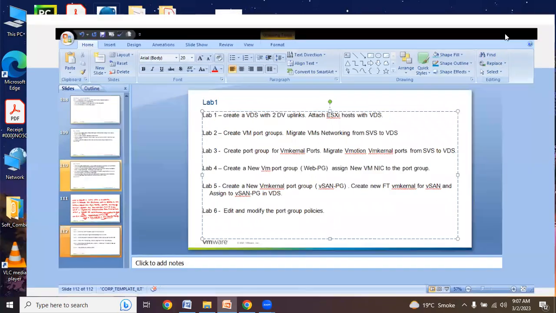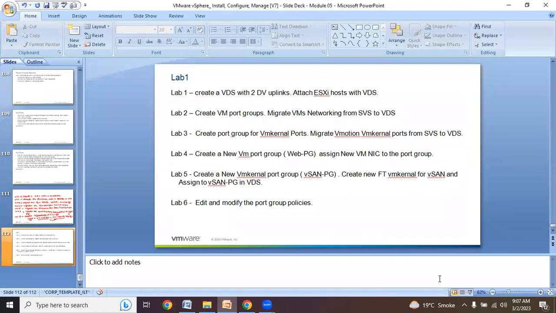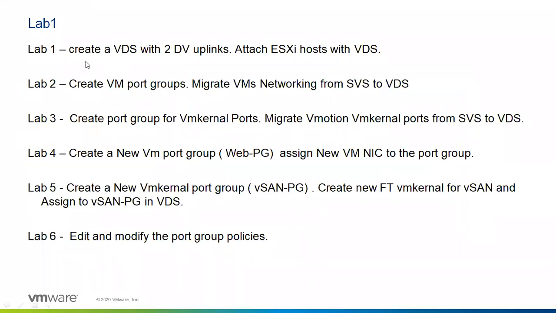So again, for the VDS net module, what are we going to do? Create a VDS with 2 DB uplinks, attach all the ESXi hosts to the VDS, then create VM port groups and migrate the VMs' networking from the standard virtual switch to the distributed switch. In this case, we will refer to 2 port groups. We are referring to the standard virtual switch. They will be migrated, and the VMs which are connected will be migrated to the VDS.